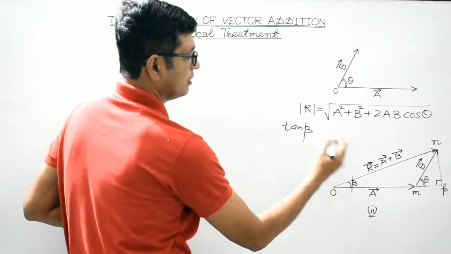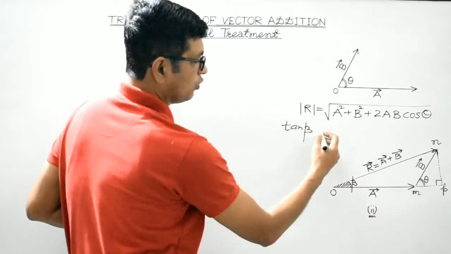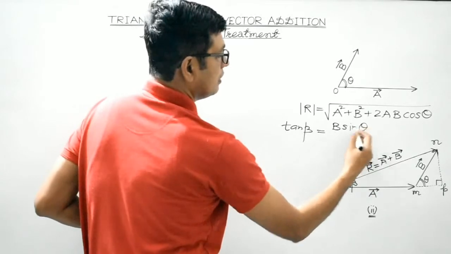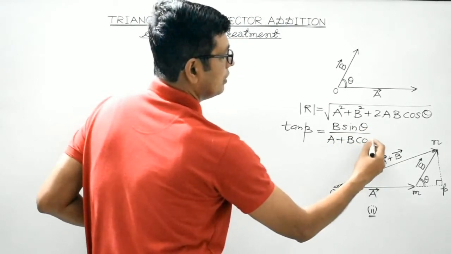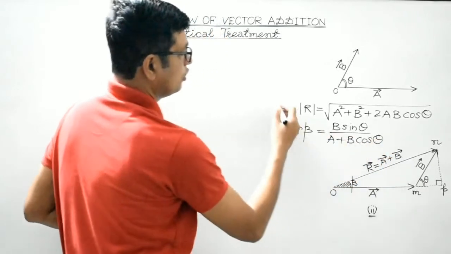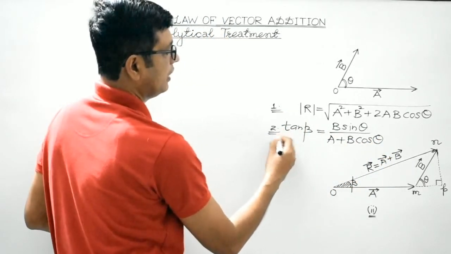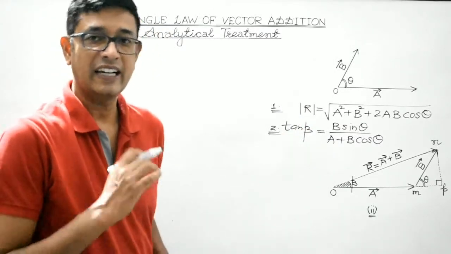And students, just now we have discussed the direction. Tan beta. This is the angle which the resultant R makes with A vector. So what we have obtained is B sine theta divided by A plus B cos theta. So these are the two very, very important results, right? This gives the magnitude and tan beta gives the direction.